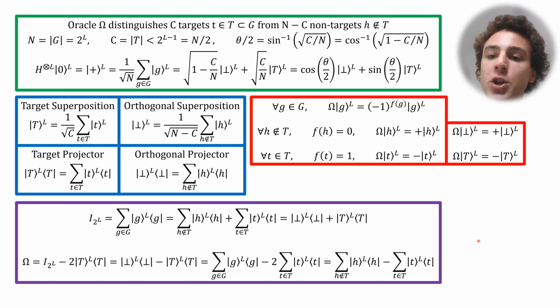So now we've introduced many properties that are used to describe the oracle omega. Next, we're going to have a look at some algebraic manipulation which justifies this step over here. Why are we allowed to break up this plus state into a linear combination of the orthogonal superposition and the target superposition? We're going to see some algebra that justifies this.